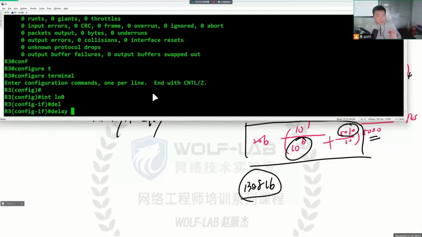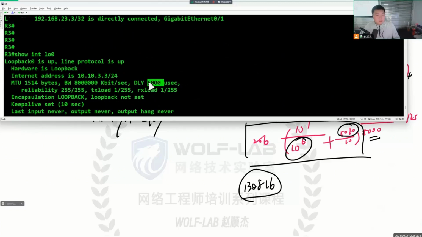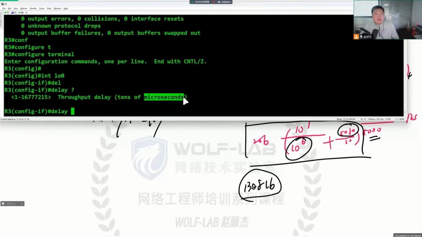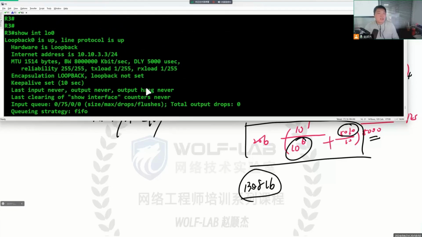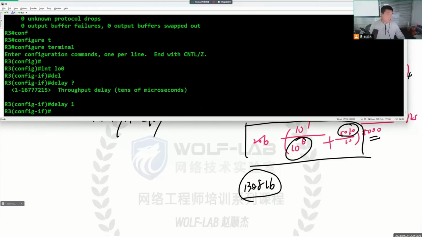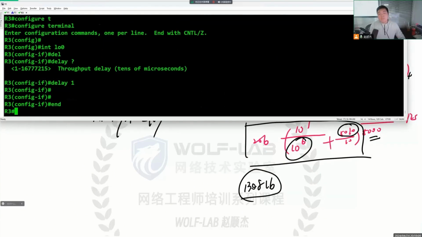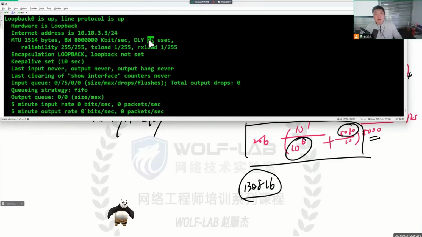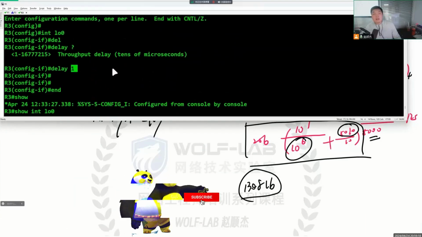However, you need to be aware that when we change the delay of an interface, it is currently 5,000 microseconds. When changing it, we need to enter the value in microseconds divided by 10. For example, I want to change the delay to 10 microseconds. So when we want to change the delay, we need to input 10 microseconds divided by 10, set to 1 as a unit.